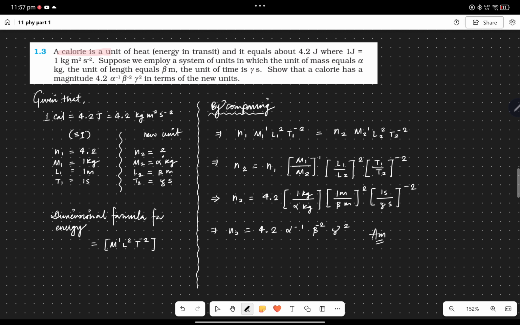So you have to employ a new unit they are making, and the unit of mass of the new unit is equal to alpha kg, the unit of length is equal to beta meter, and the unit of time of the new unit is going to be gamma second, right? So that a calorie has a magnitude of 4.2 alpha minus 1 gamma minus 2 and beta minus 2 in terms of the new unit, right?